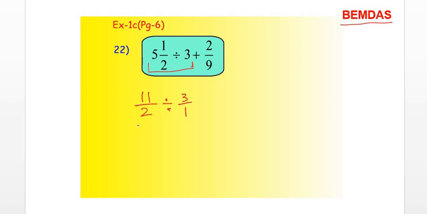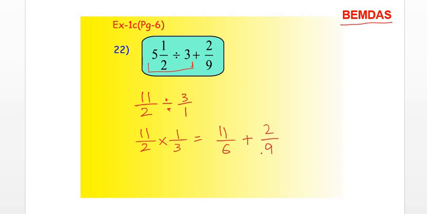Okay, so what is the rule for division? Keep, flip, change, KFC. So we are going to keep this fraction 11 out of 2, we are going to change this sign, and we are going to flip the next fraction. So finally the answer for this part will be 11 out of 6, right? And then what do we have to add to it? It will be 2 out of 9.